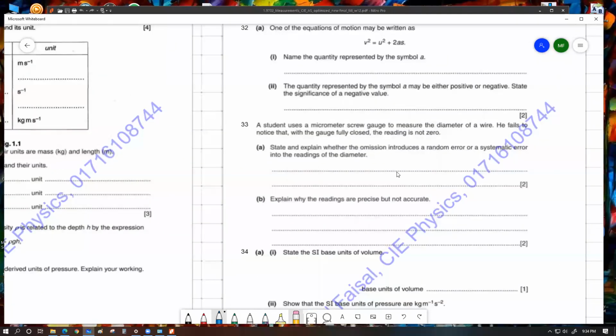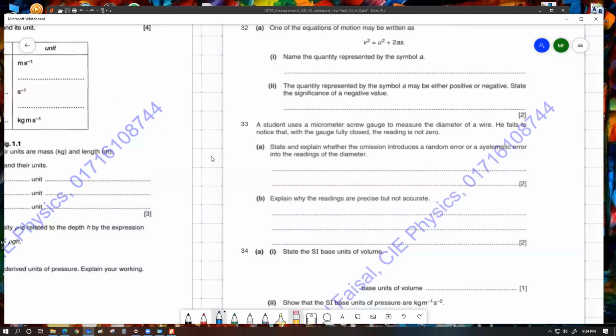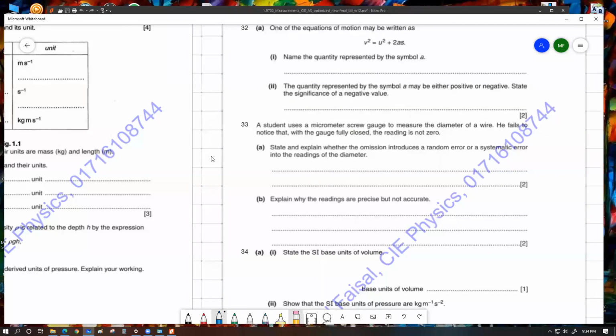A student uses a micrometer screw gauge to measure the diameter of a wire. He fails to notice that with the gauge fully closed, the reading is not zero. That means he didn't notice the zero error. Okay, state and explain whether the omission introduces a random or a systematic error into the readings of the diameter. It essentially introduces a systematic error.